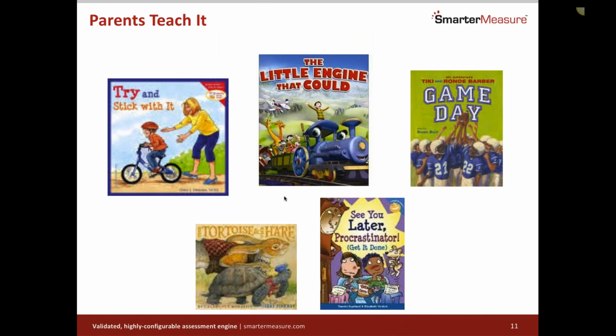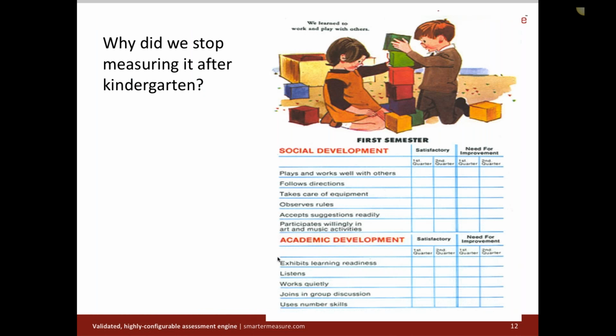So what about parents? Parents have been drilling these non-cognitives into their children from day one, whether they knew it or not, by reading books like The Little Engine That Could, I Think I Can, I Think I Can, or The Tortoise and the Hare, Slow and Steady Wins the Race. So why did we stop measuring these non-cognitives after kindergarten?